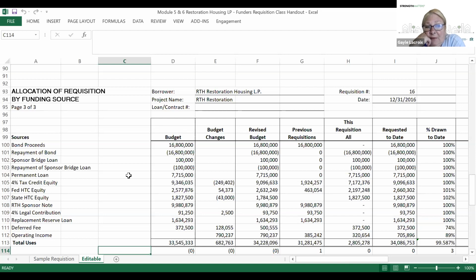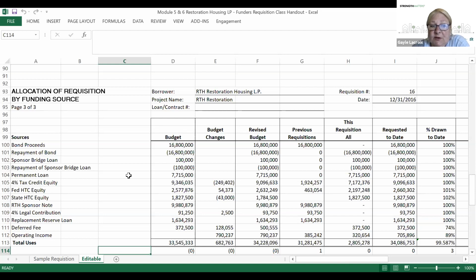Tax credit equity coming in from the investor. I'm looking just at the first budget column, and you'll see that there are budgetary changes that happen throughout the months that you're going through this. So there's tax credit equity, federal historic tax credit, state historic tax credit, and then there was a sponsor note that came in from the nonprofit sponsor, which had to do with the acquisition of the property. So instead of paying the sponsor cash for the acquisition of the property, the sponsor took back a note.